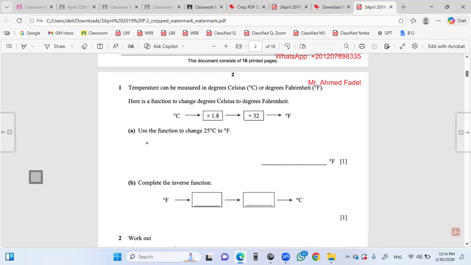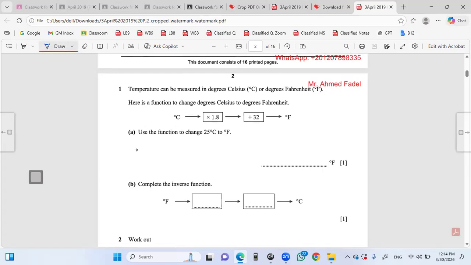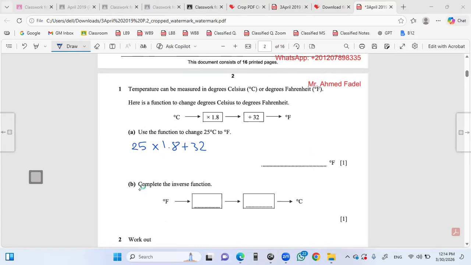What are we supposed to do? You're supposed to use your calculator because this is paper 2. You're going to do 25 degrees Celsius. I'm going to write the steps: 25, you multiply it by 1.8, and then you add 32 to this answer. This is going to give you the degrees in Fahrenheit. Open your calculator and do this.